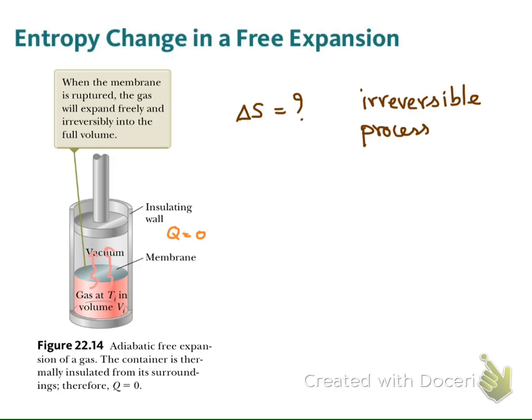Remember that when we define the entropy, we define the entropy from the heat that enters or leaves the system in the reversible process. So it means that even though here heat is equal to zero, the process here is irreversible. So we cannot say that dq is zero in this process. So what can we do in this calculation?